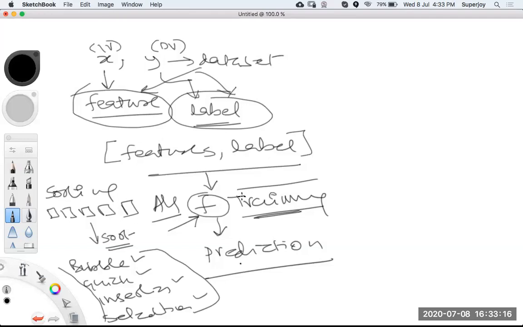I'm trying to explain that whole scenario when you are talking about machine learning: what is feature, what is label, what is data set, what is mapping function, what is training, what are the algorithms, and what the prediction is. Guys, is that clear?